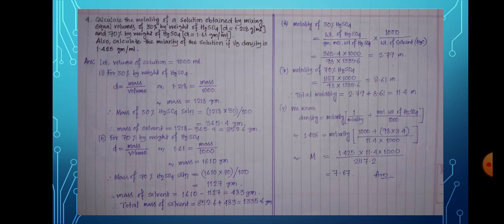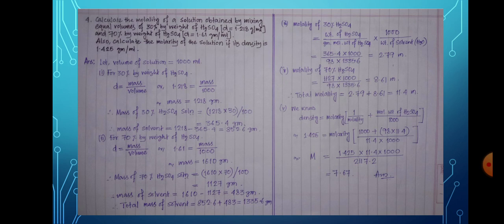1335.6 gram. Now molality of 30% sulfuric acid and molality of 70% sulfuric acid we can easily calculate by the equation weight of sulfuric acid divided by gram molecular weight of sulfuric acid into 1000 divided by weight of solvent, because we chose solvent as water, so here I have written H2O.